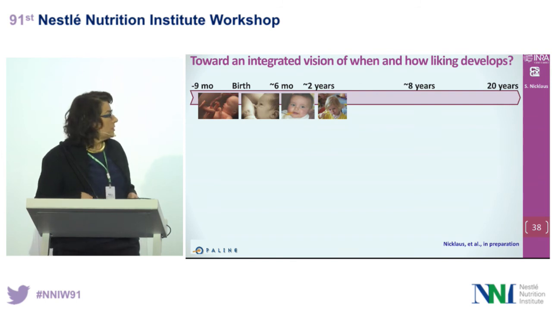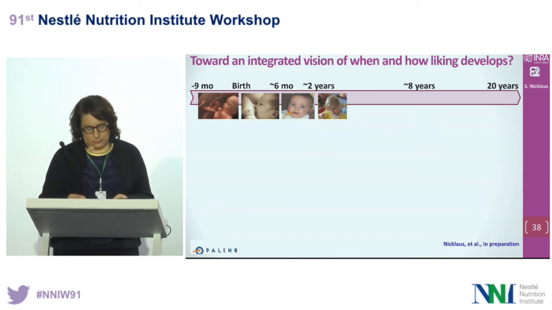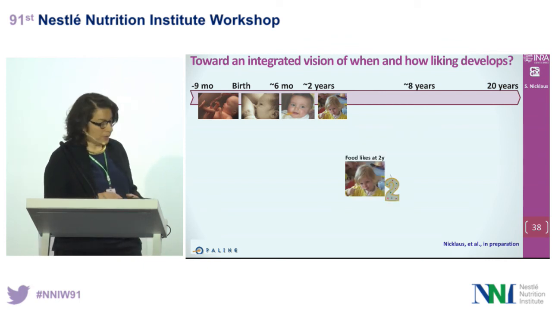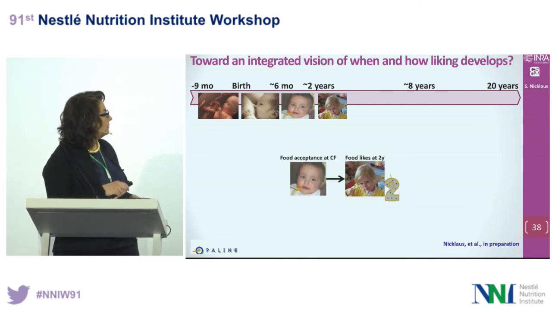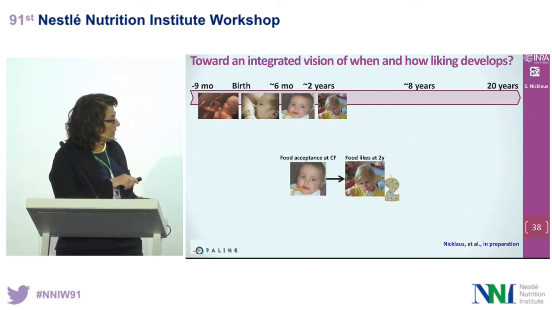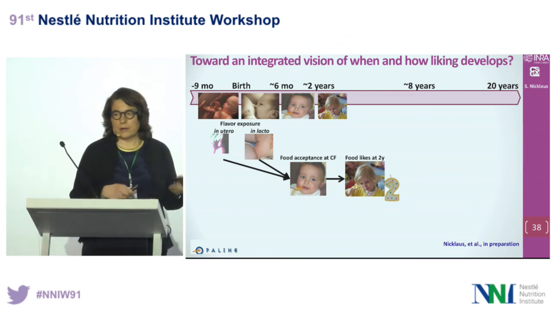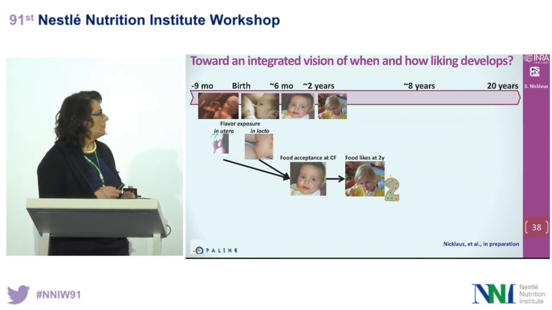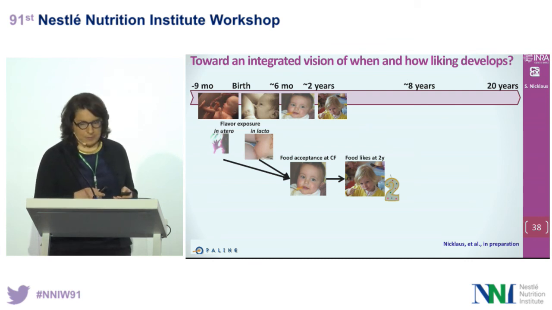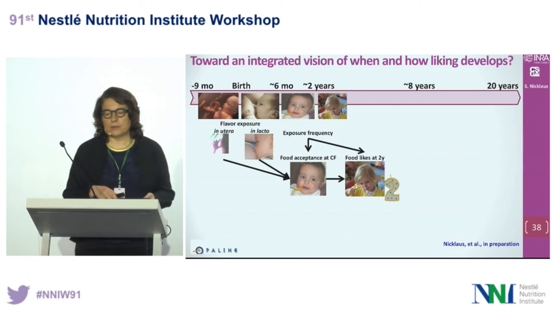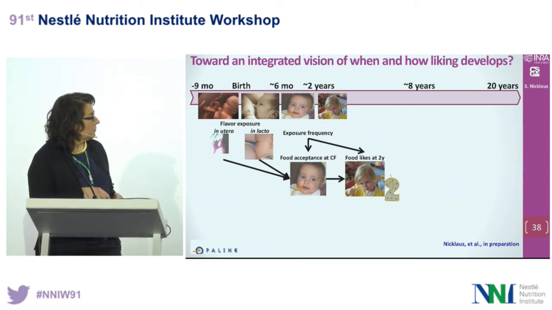More globally, we tried to integrate all this data to predict food likes at the age of 2 years, collected in the frame of our cohort. We looked at how children would accept food at the beginning of complementary feeding, and at flavor exposure in utero or in lacto, asking the mother to fill out diaries to report food she had eaten during these periods. We looked at exposure frequency after the start of complementary feeding and wondered how that would predict food acceptance or food likes.